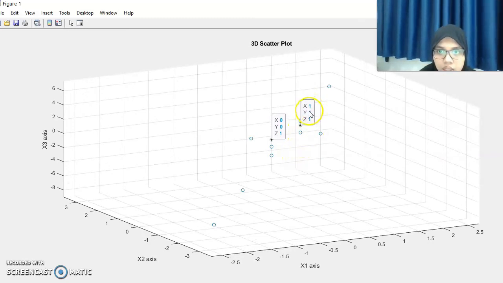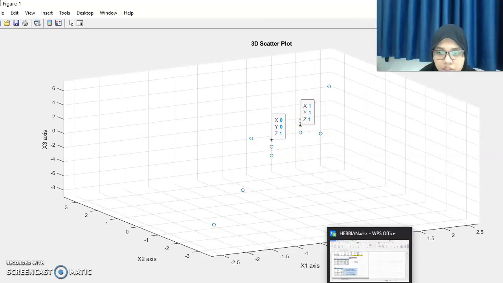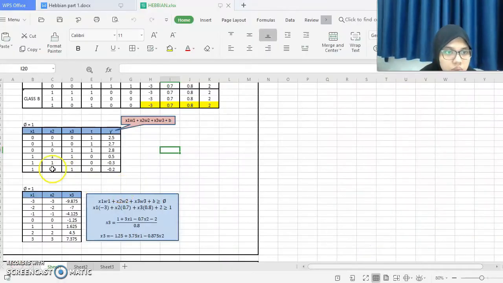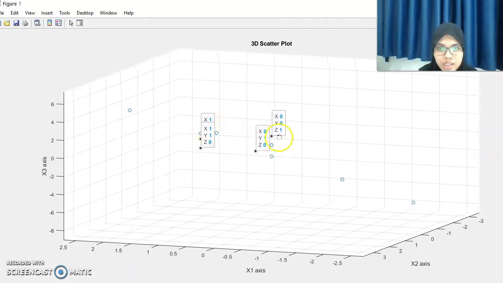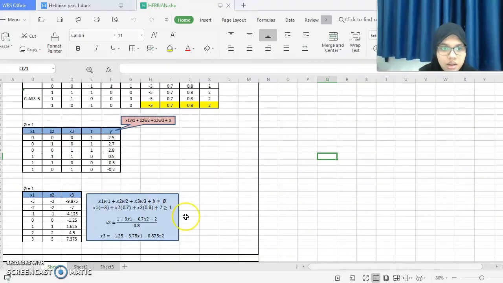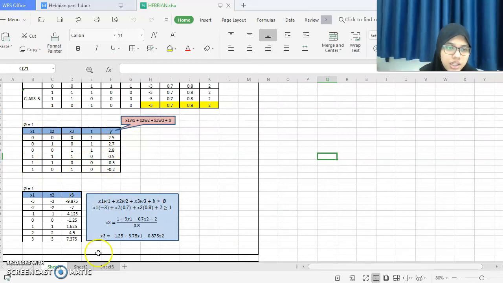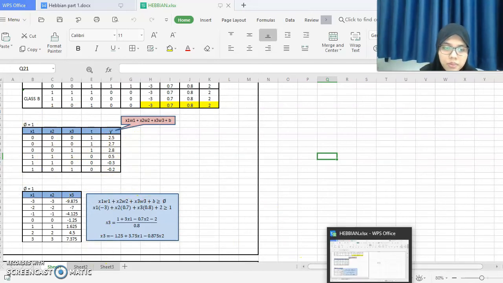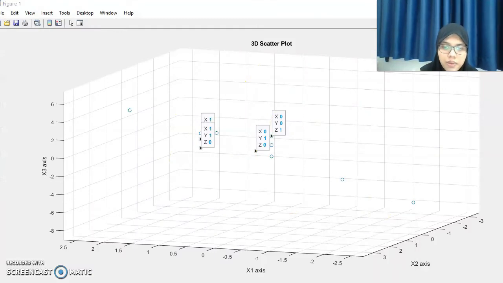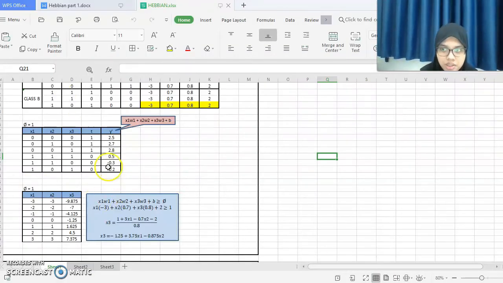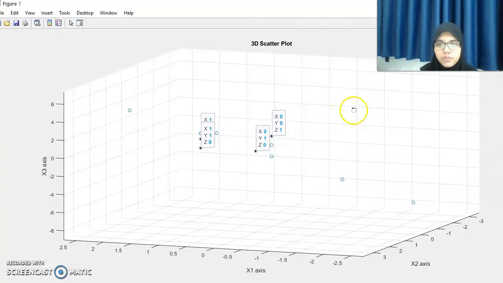Okay, x, y, z is equal to 1, 1, 1, which is this one. From here we can see that these data are already in our table. So we can safely say that we are able to obtain this graph by using these values. So that is all from me.